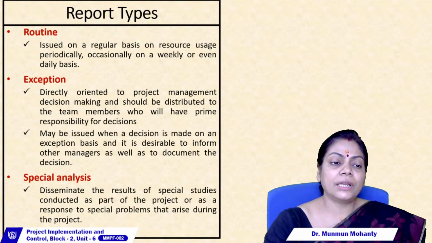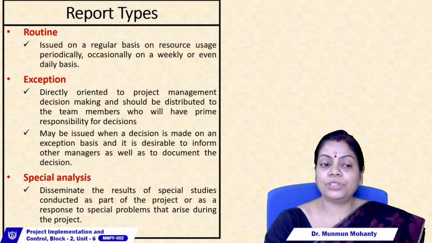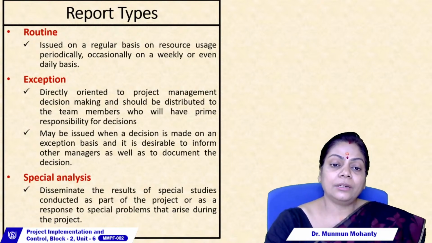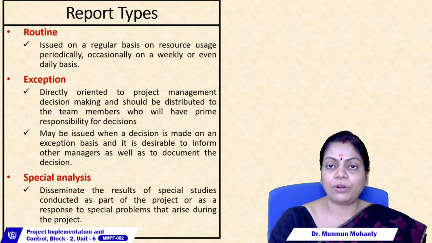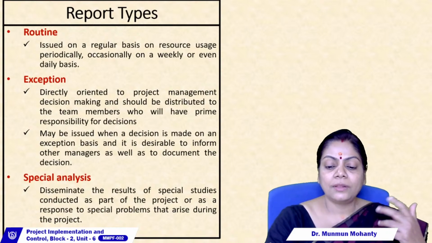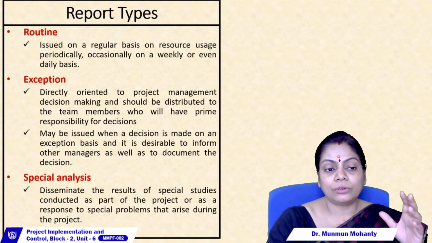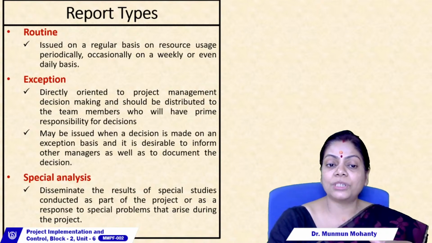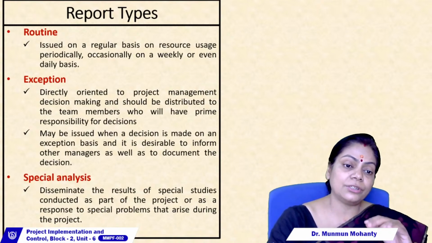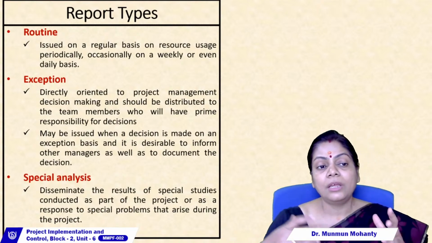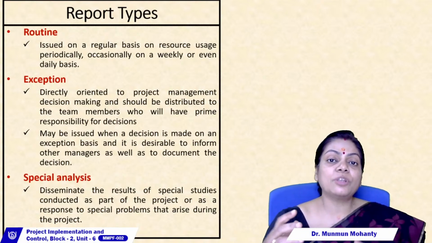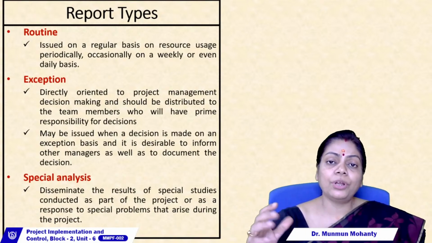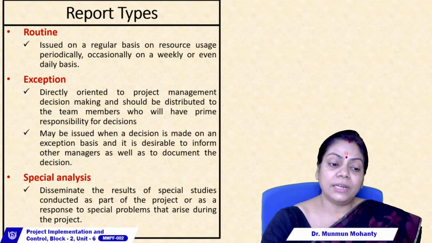Now, the exception reports are useful in two cases. What are the two cases? Number one, they are directly oriented to project management decision making, and should be distributed to the team member who will have the prime responsibility for a particular decision. So for them it is useful. Then the second, where it can be issued, is when a decision is made on an exception basis and it is desirable to inform the other managers as well as to document the decision. So for example, exception reports are used whenever they're affecting some kind of a change and you need to report it to your team members as well as other members.